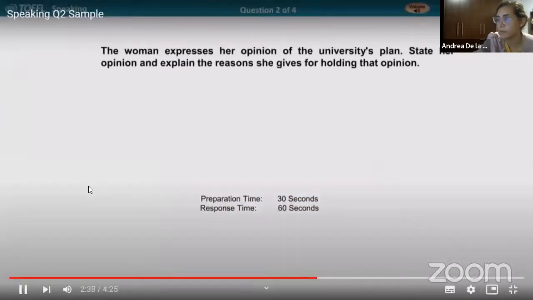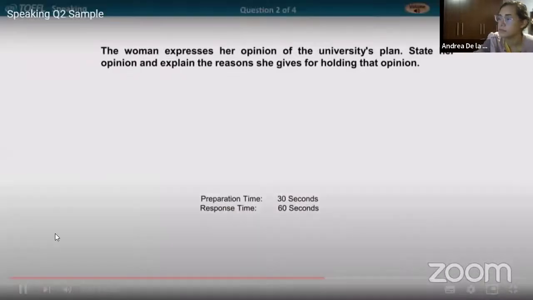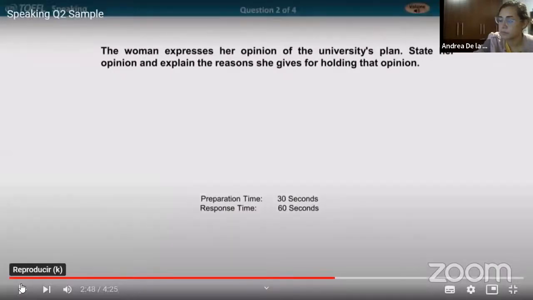The woman expresses her opinion of the university's plan. State her opinion and explain the reasons she gives for holding that opinion. Begin to prepare your response after the beep.